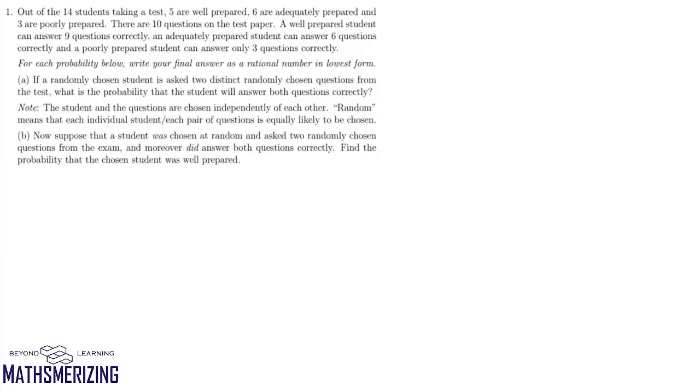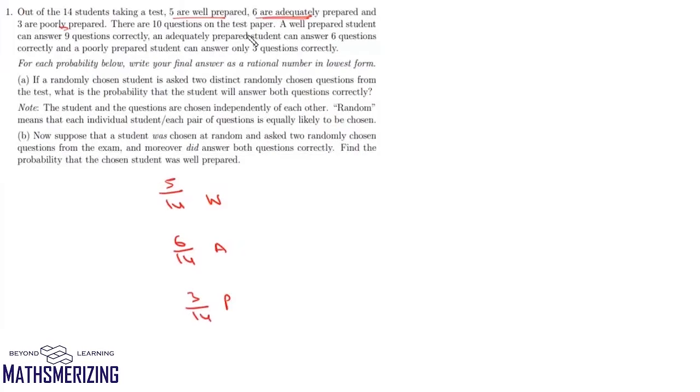Now we'll come to section B, and the first question is, out of 14 students taking a test, 5 are well prepared, 6 are adequately prepared, and 3 are poorly prepared. So we have 3 sets of students. Suppose event W is the set of well prepared students, A the set of adequately prepared, and then P the set of poorly prepared students. The probability of choosing a student from the set of well prepared will be simply 5 by 14, adequately prepared will be 6 by 14, and poorly prepared will be 3 by 14.